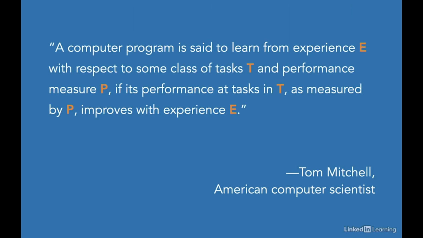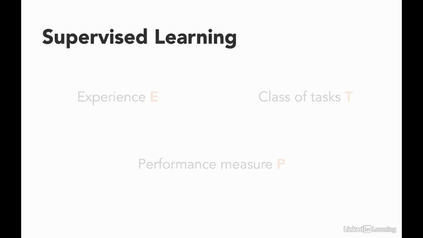One of the most popular definitions of supervised machine learning is that provided by Tom Mitchell. According to Mitchell, a computer program is said to learn from experience E with respect to some class of tasks T and performance measure P if its performance at tasks T, as measured by P, improves with experience E. This definition presents three components to machine learning: experience E, class of tasks T, and performance measure P.